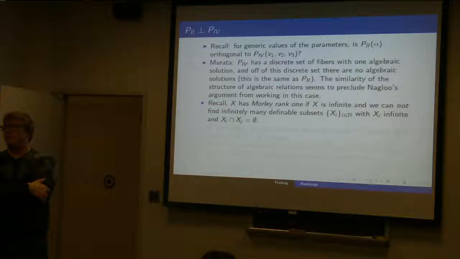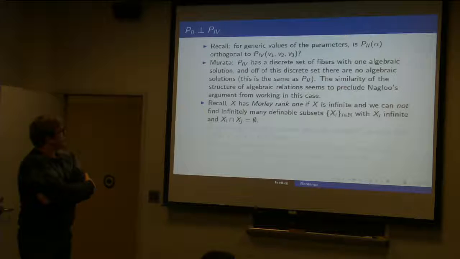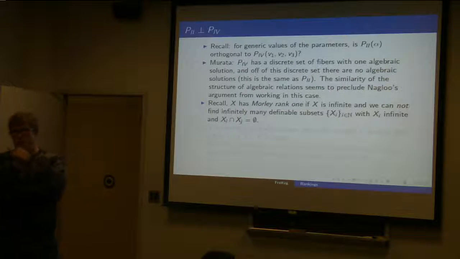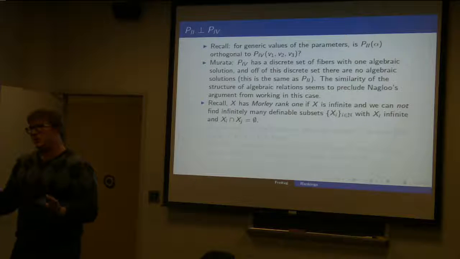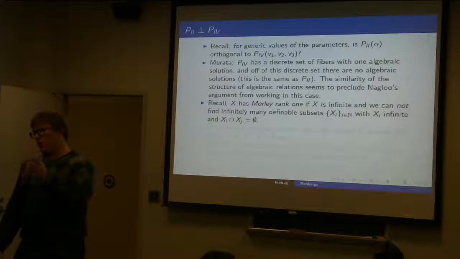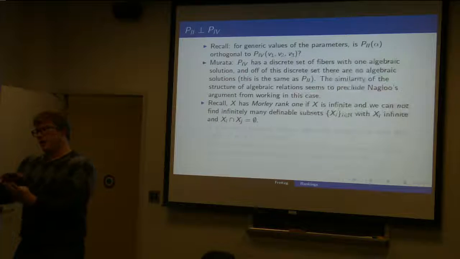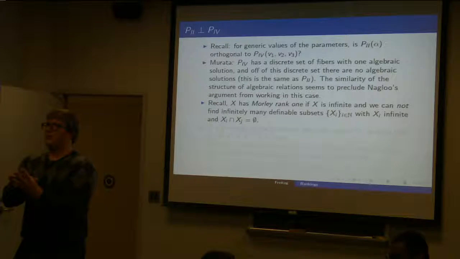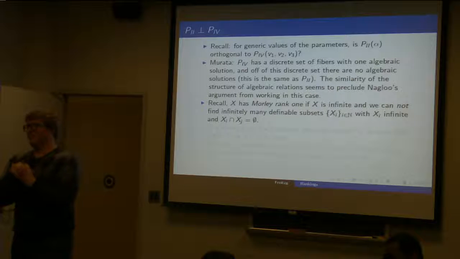Yeah, that's right. I'm going to interrupt you and backtrack. On this slide, when you say for generic values, you mean that alpha is generic, and V1, V2, V3 is generic, but not mu. As a triple, yes. Oh, generic for what? Let me just state it explicitly. I mean V1, V2, and V3 are transcendental numbers, and between the three of them, they satisfy no polynomial equation over Q.